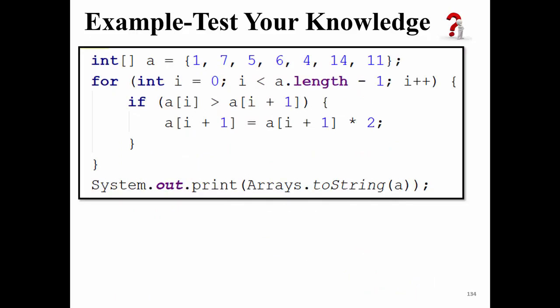Now, these two arrays, we have array A, and we initialize the values, then we ask if the element at I is greater than the element at I plus 1, and if that's true, we assign a value to element I plus 1. And then as you can see, I use Arrays.toString with A. So I will print the array using Arrays.toString, so I don't need to go through a for loop to print the elements of the array.